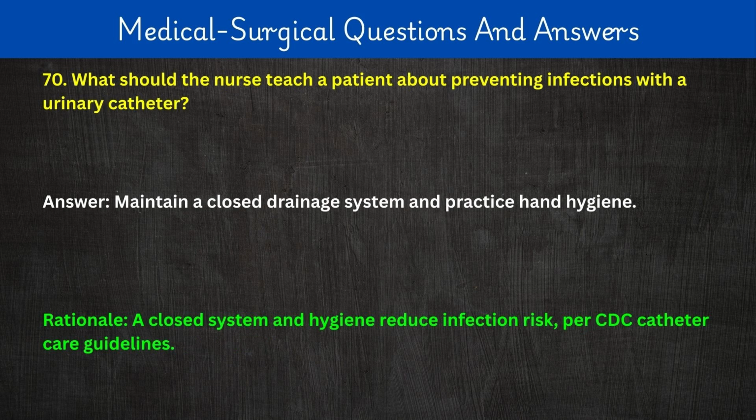70. What should the nurse teach a patient about preventing infections with a urinary catheter? Answer: maintain a closed drainage system and practice hand hygiene. Rationale: a closed system and hygiene reduce infection risk, per CDC catheter care guidelines.